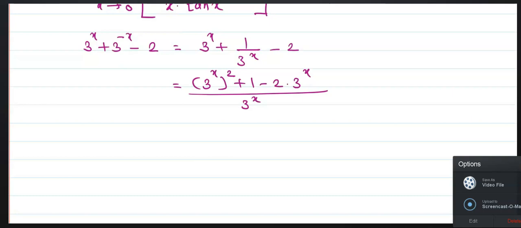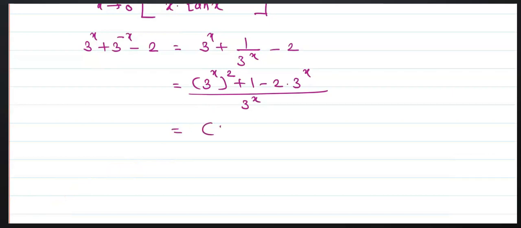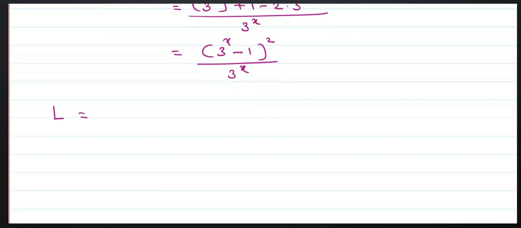That is, we multiplied this expression by 3 raised to x. It becomes 3 raised to x bracket square plus 1 minus 2 into 3 raised to x. Now this is a perfect square, that is 3 raised to x minus 1 whole square upon 3 raised to x.